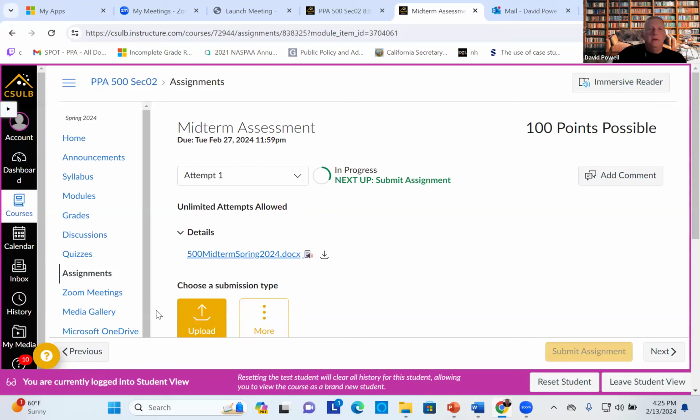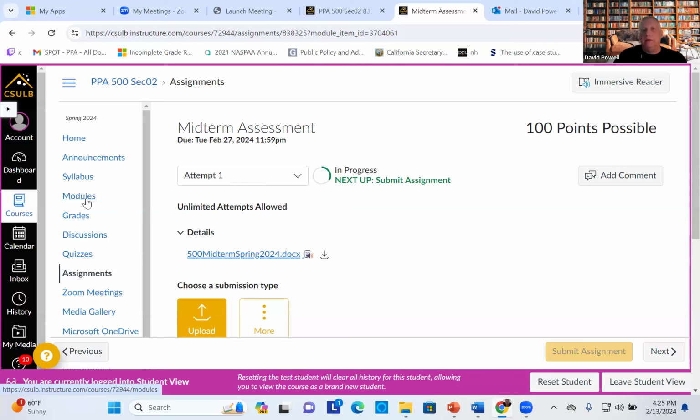assessment. The nice thing about this is whenever I go through and review it and put a grade in, then that grade automatically populates into the grade book. So I don't have to go in the grade book and put the grades in independently. Everything automatically populates into the grade book.